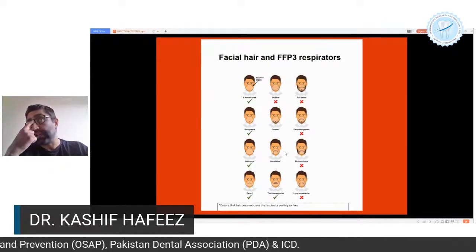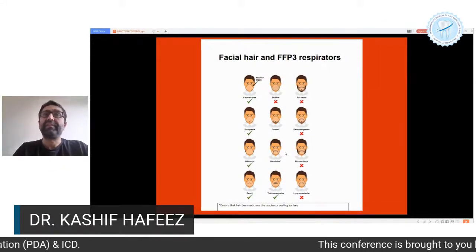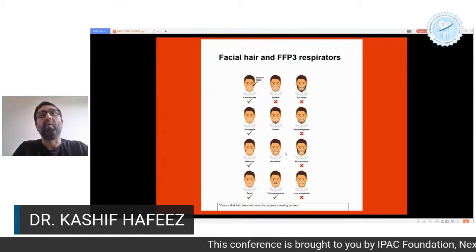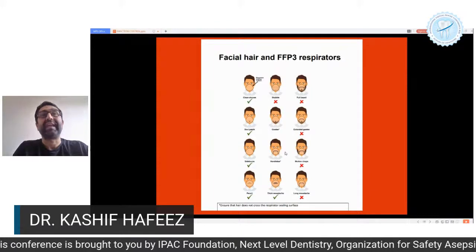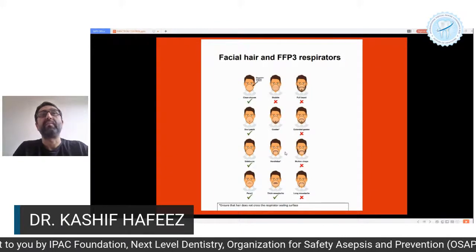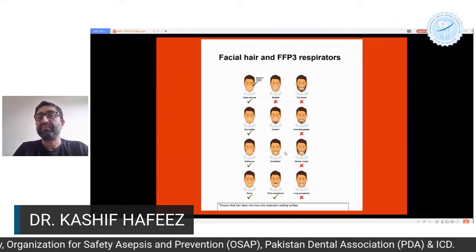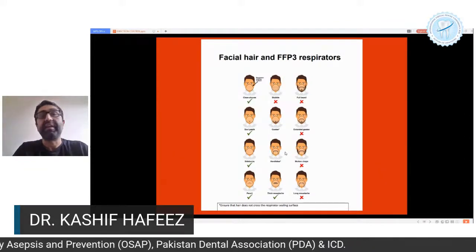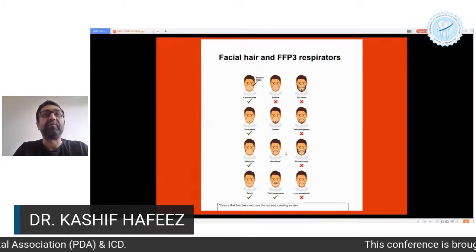Again, FFP3 and facial hair is a debate. This is a recommendation on what kind of facial hair you can have that is acceptable with FFP3. I'm not suggesting anything. I'm just leaving it open for you to decide. This is the protocol we are following here.